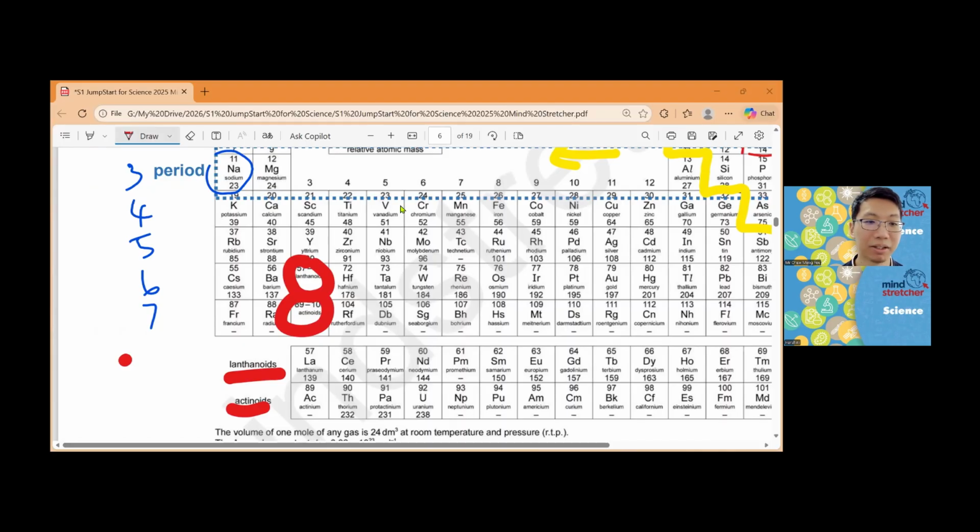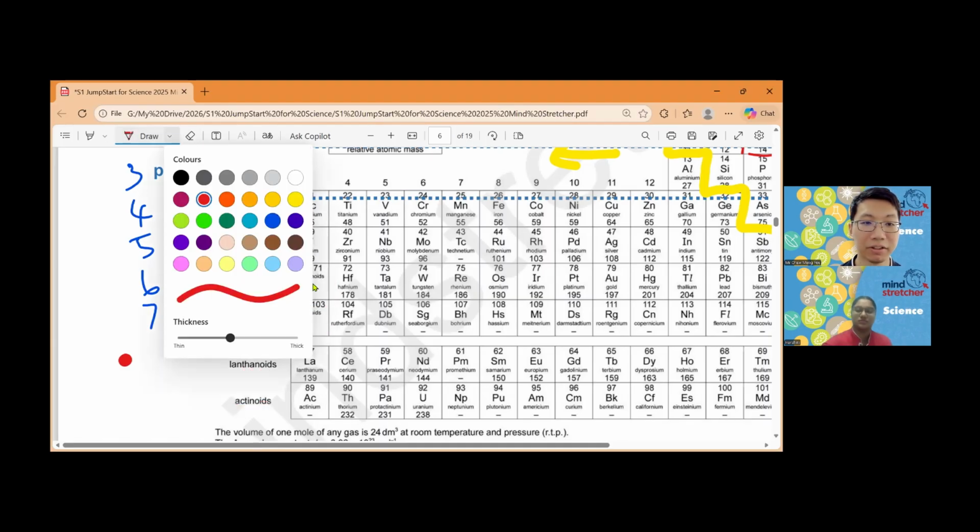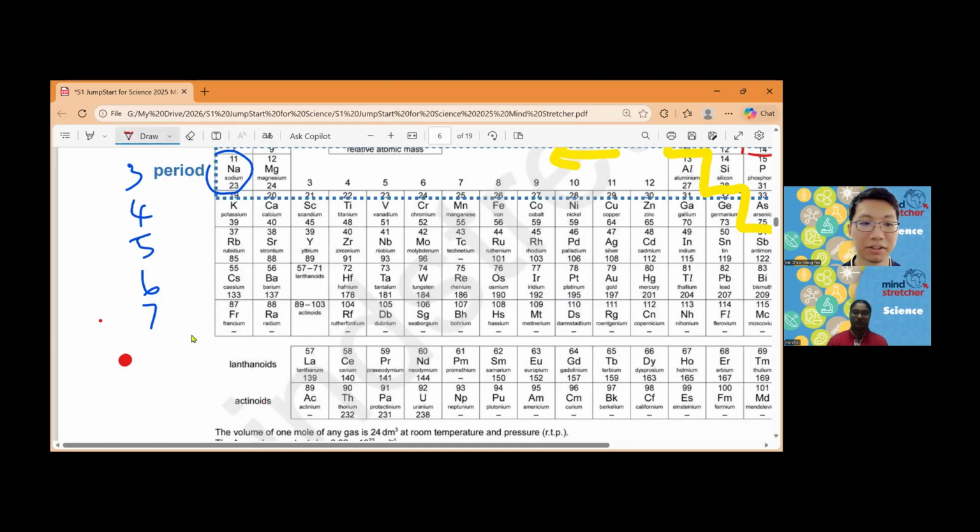Is potassium a metal? Yes. Where is it located? Let me erase this. Potassium is found here. Potassium is here, on the very left side of the periodic table. So it has to be a metal.